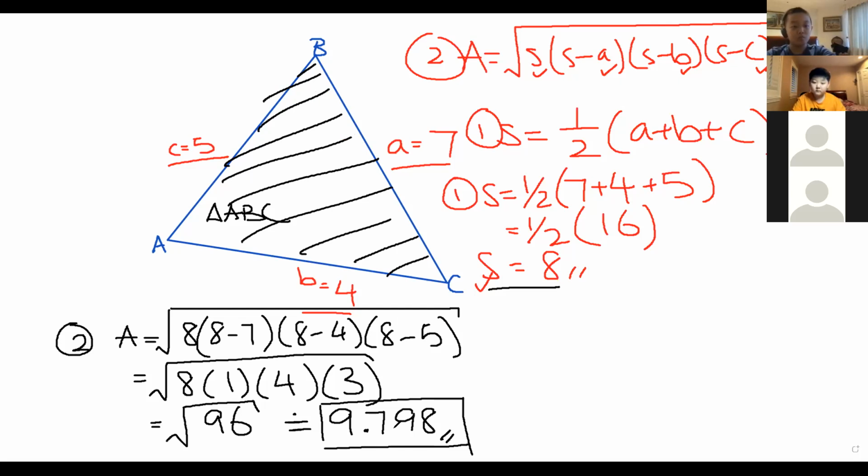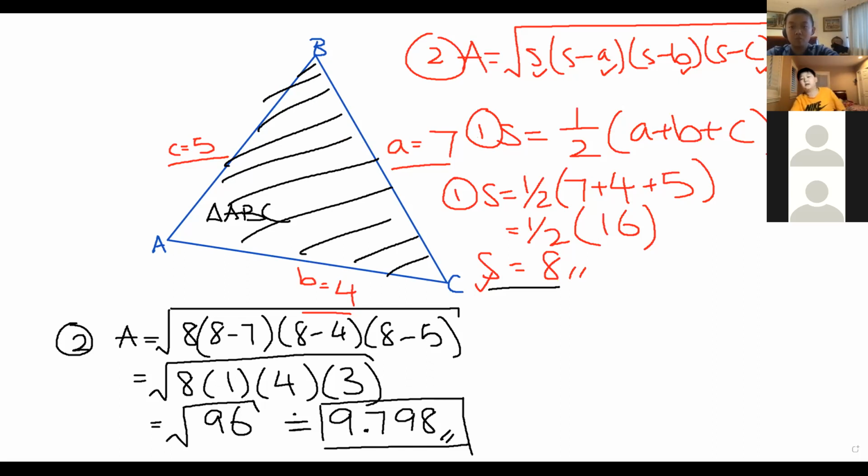Does that make sense? Just keep in mind that this formula only applies if you know what the length of each side is, right? If you don't know what the length of each side is, you're going to have to do some other things to try to figure it out, like whether or not it's a right angle triangle, whether or not you know any of the angles or anything like that.